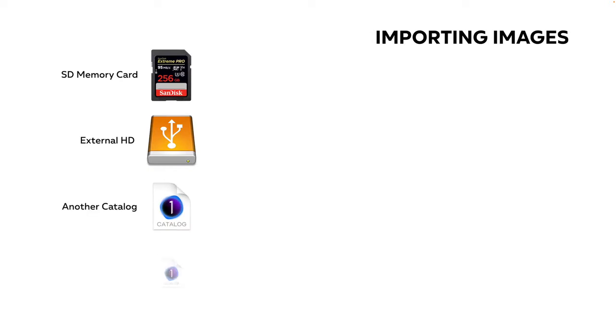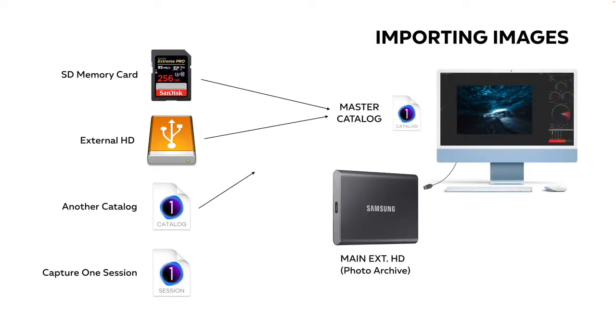Capture One accepts images from many different sources: SD memory cards, external hard drives connected to the computer, the computer itself, or from another catalog or sessions. So in the next lessons, while we won't cover all sources, we will learn the most common import scenarios that I find most useful for the majority of users and for getting started with cataloging.